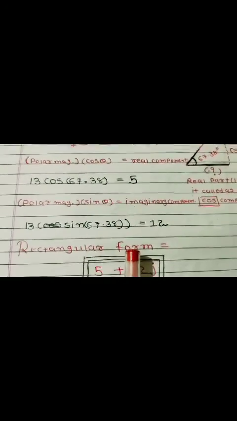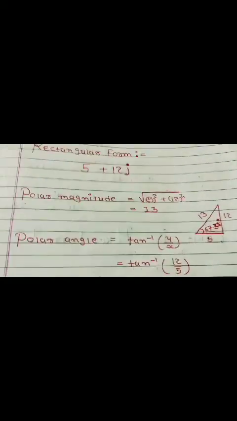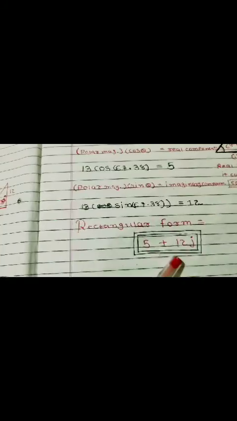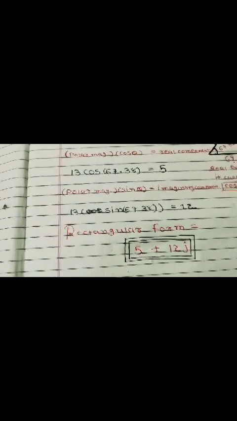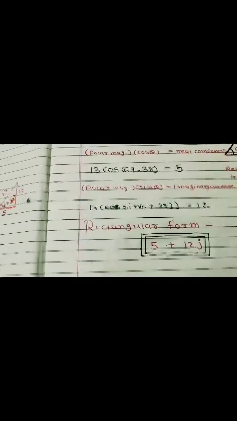Okay, this is y and this is x; x is 5 and y is 12. So the rectangular form we get is 5 plus 12j. Okay, and in the previous example you can see the rectangular form like this. So this is verified, and our conversion is very easy to learn.